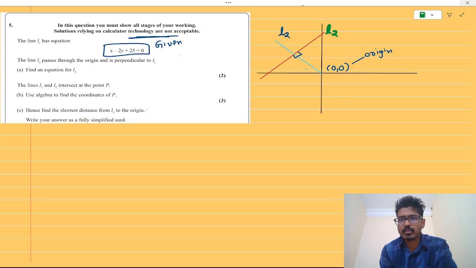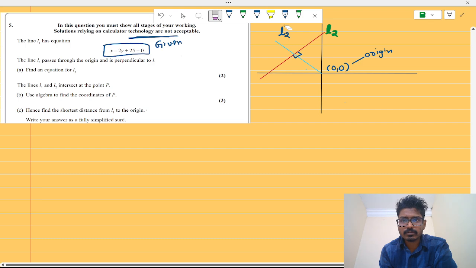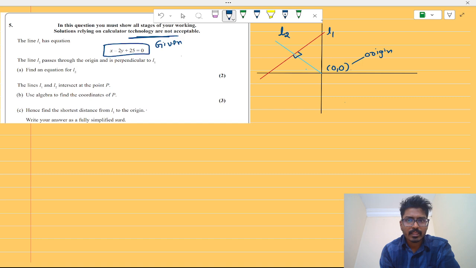Let me take this as L1, and this will be our L2. L1 is perpendicular to L2. And then find an equation of L2. They have given the equation for L1, which is x minus 2y plus 25 equals 0. So this is the equation of the line 1.